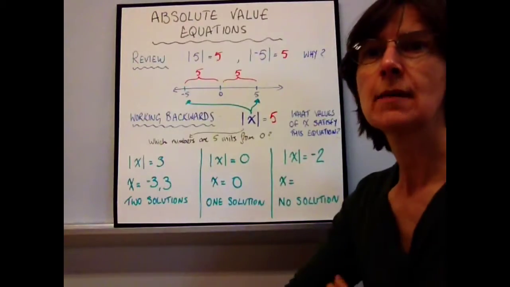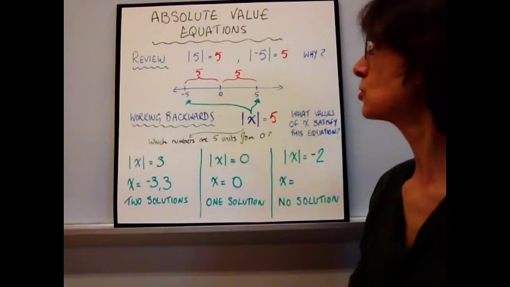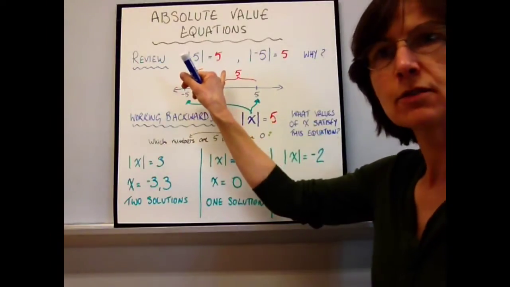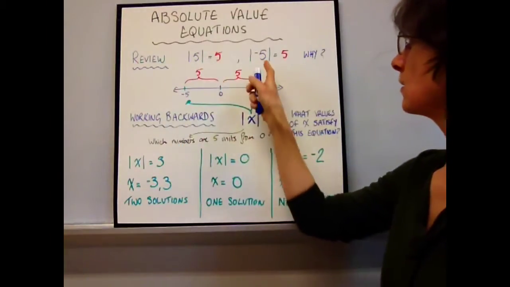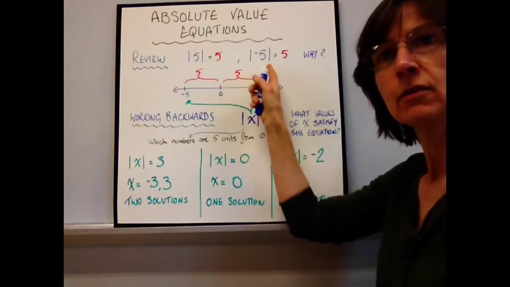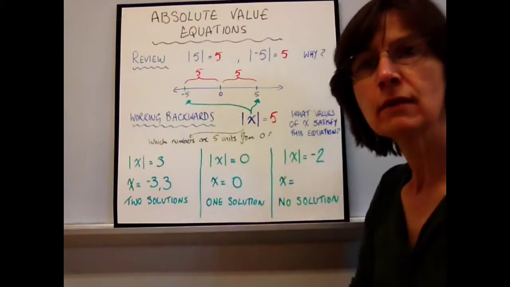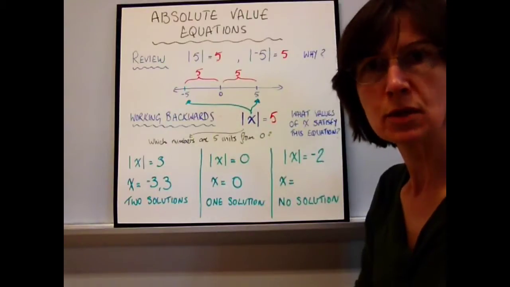So here we are looking at absolute value equations. And I'm sure you'll remember, if I asked you to take the absolute value of 5, you'd give the answer of 5. And likewise, the absolute value of negative 5 has an answer of 5. Why? Because absolute value tells us about the distance from 0.